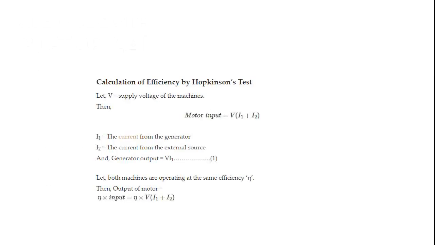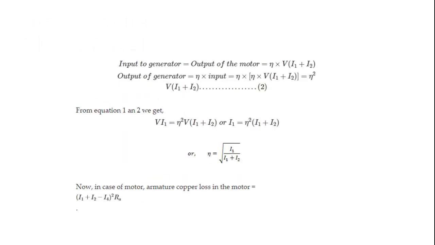The efficiency calculation for Hopkinson's test involves determining the motor input and generator output. Both machines operate at the same efficiency, denoted by eta. From the efficiency equations, we derive the input to the generator and output of the motor. Armature copper loss in the motor is also calculated.